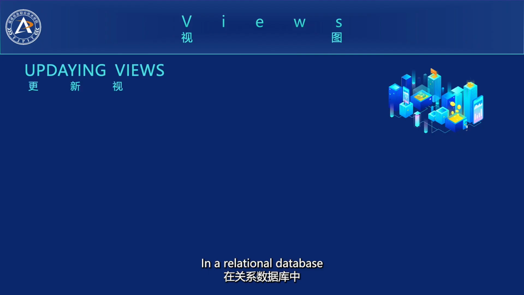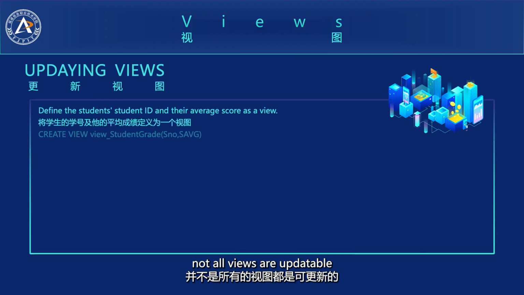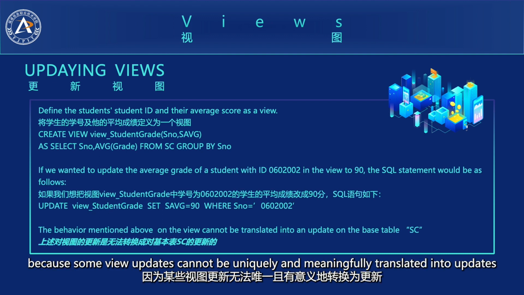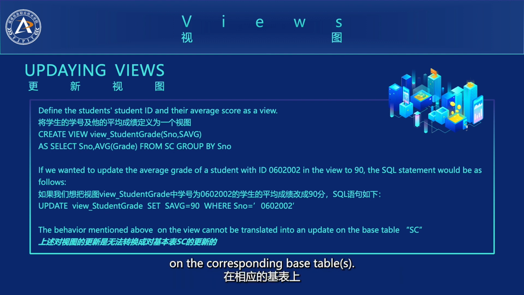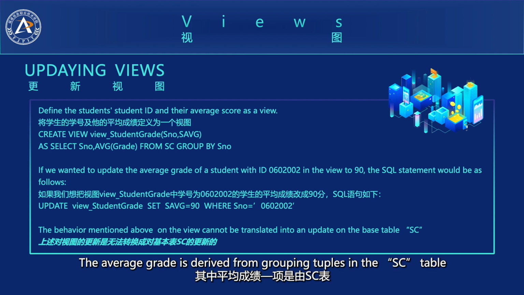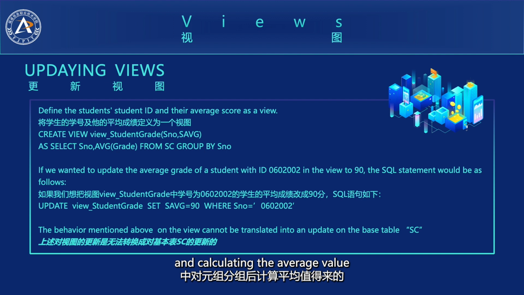In a relational database, not all views are updatable, because some view updates cannot be uniquely and meaningfully translated into updates on the corresponding base tables. For example, consider the view_student_grade, which consists of two attribute columns, student ID and average grade. The average grade is derived from grouping tuples in the SC table and calculating the average value.